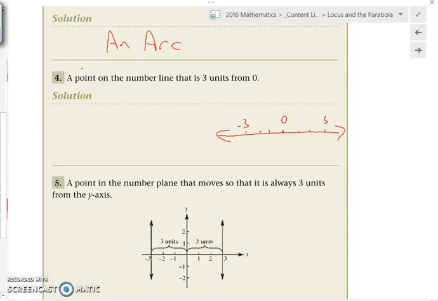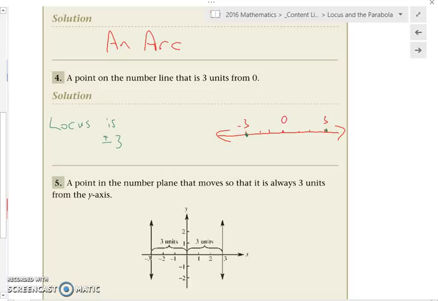This is getting a bit more mathematical. Yeah, pretty much. That point is 3 below it. That point is 3 above it. Does that make sense? So the locus is plus or -3. Okay, that's starting to get a bit more numberish.